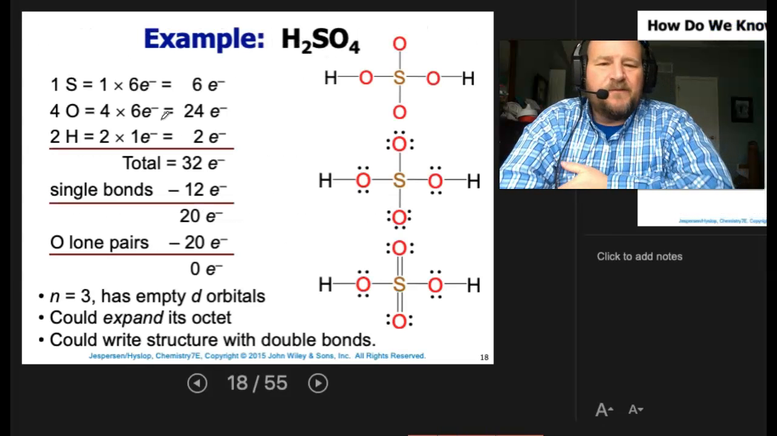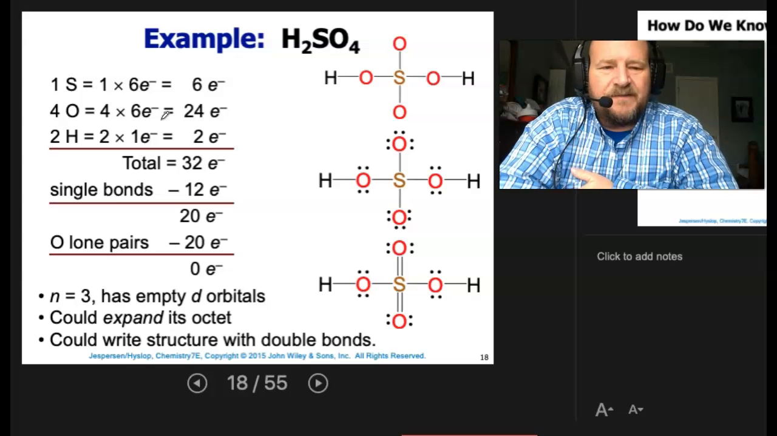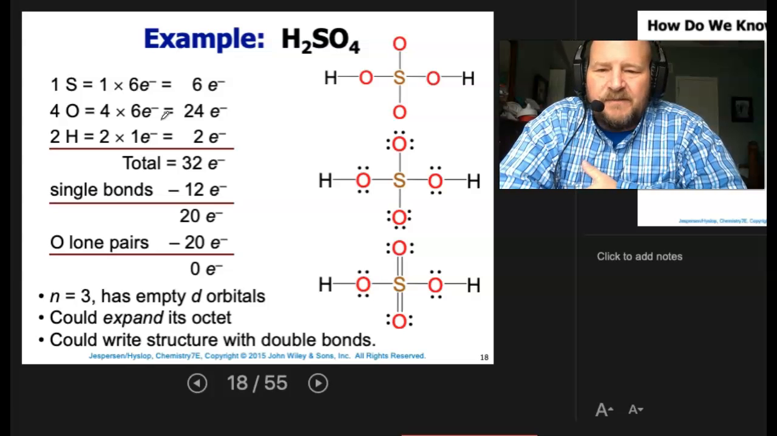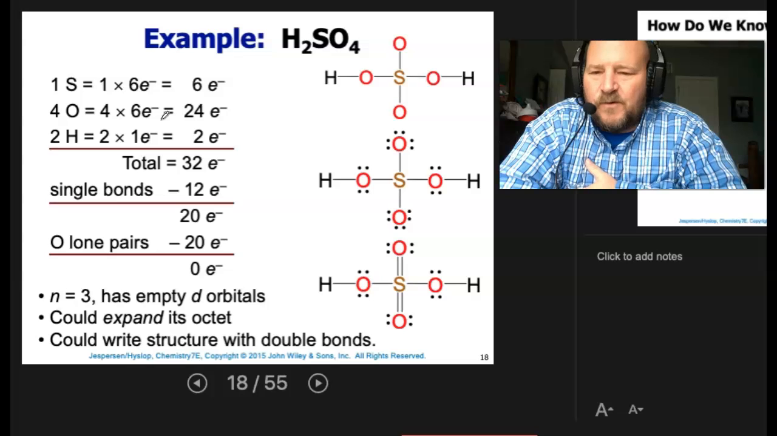So H₂SO4 is our next example. If we run through this really fast, we know that we have 1 sulfur for 6 electrons. We have 4 oxygens, 6 electrons each, that's 24. 2 hydrogens, 1 each, that's 2. We sum that up, we get 32.